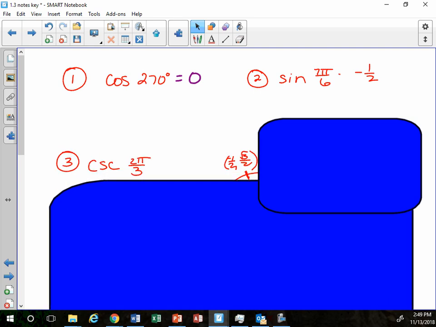All right. Cosecant 2 pi over 3. That is 2 pi over 3. That's the sine of it, but I want cosecant.